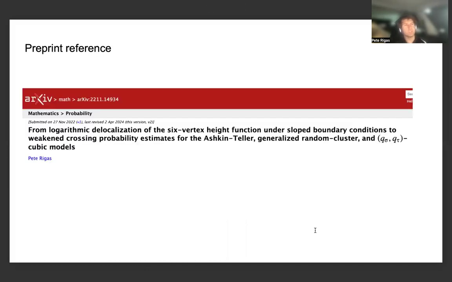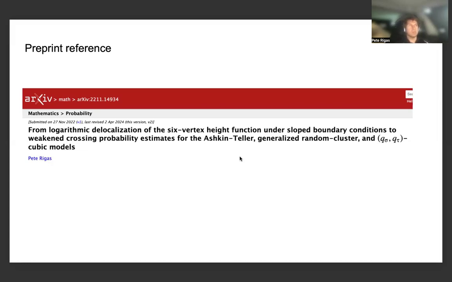And the preprint reference includes some facts and arguments from a preprint that I first sent to the arXiv in November 2022. And I edited it a bit in a second version just to reorganize some things and add further details in the exposition so that the beginning of the paper and the overview is a bit more spelled out and easier to follow. And it's talking about how some Russo-Seymour-Welsh arguments for the logarithmic delocalization of the height function can also be carried over from flat to sloped boundary conditions.